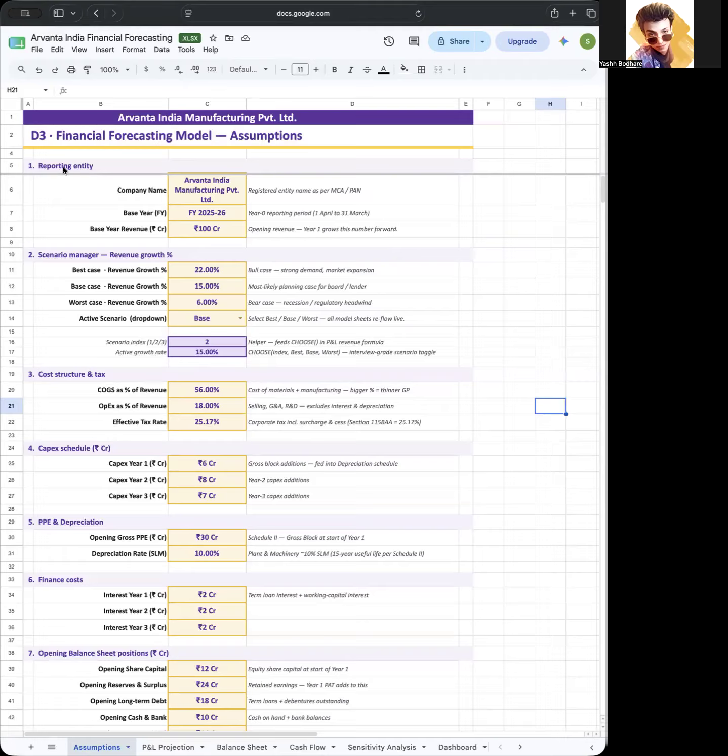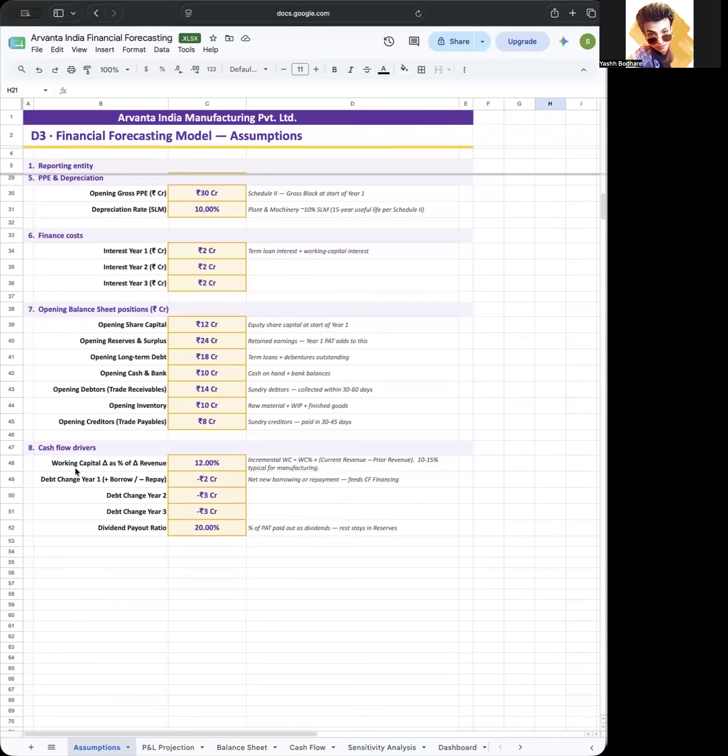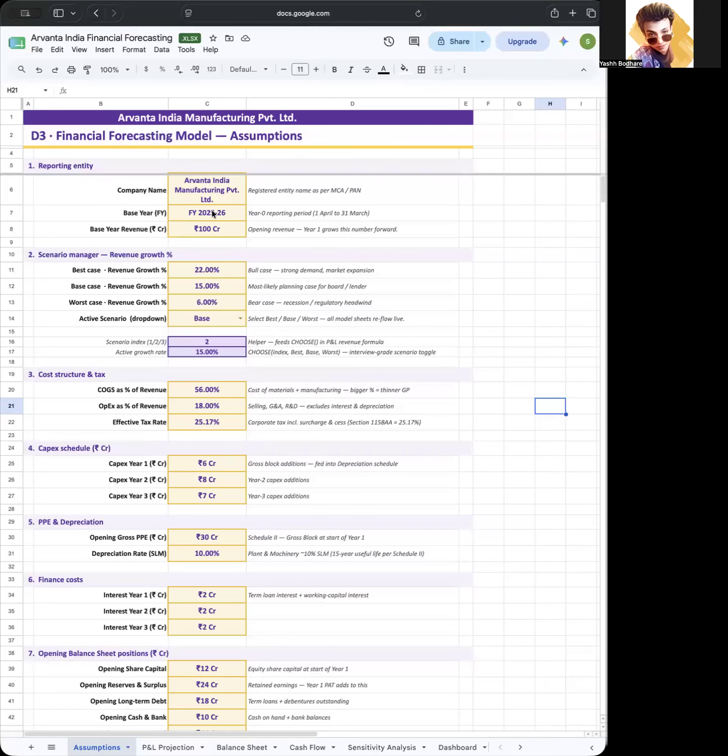As you can see, the assumptions are organized in 8 sections. First is reporting entity, second is the scenario manager, third is cost structure and tax, fourth is capital expenditure, that's CapEx schedule. Fifth is PPE and depreciation. Sixth is finance cost. Seventh is opening balance sheet. And eighth is cash flow drivers. Okay, so let's explain each point one by one.